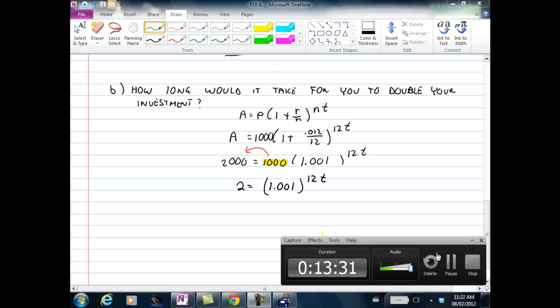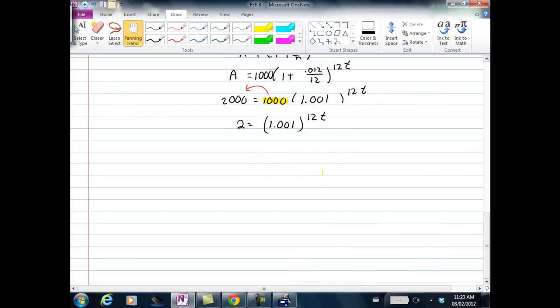I'm going to pause it right here. And here, I have x in the exponent. It goes back to my hidden rules. If x is an exponent, try to make your base the same. If that doesn't work, we're going to log both sides. So this becomes log 2 equals to log 1.001 to the power of 12t. We're almost done. Not quite yet.